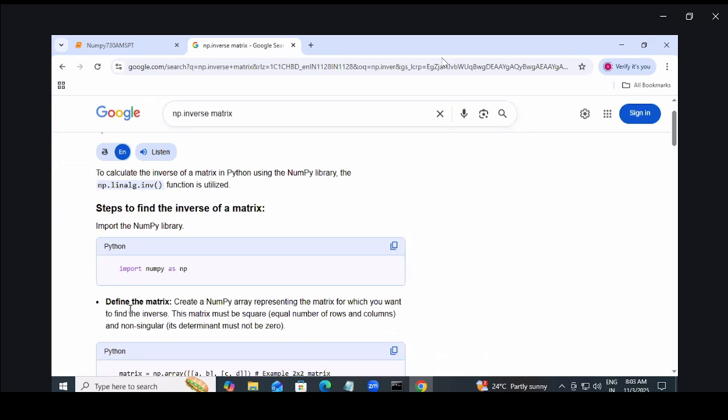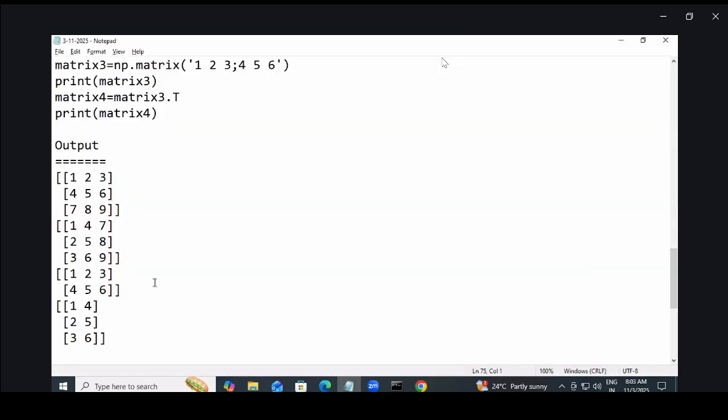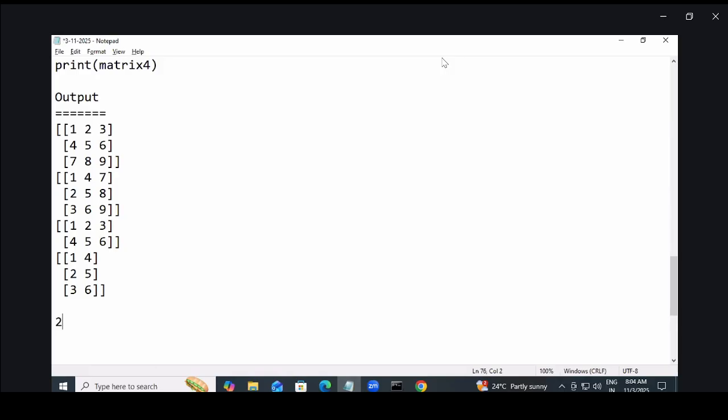Now you have to first define the matrix, creating a NumPy array representing the matrix for which you want to find the inverse. So this matrix must be which matrix here? Square matrix, that is, equal number of rows and columns. And non-singular means the determinant must not be what here? Zero. So you can calculate this by using a function called inverse.